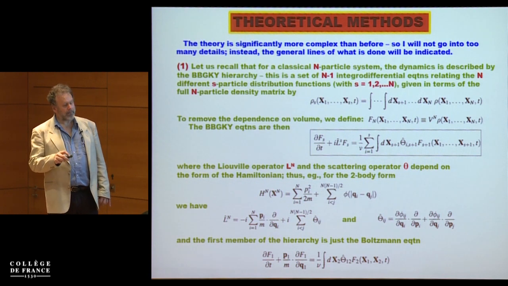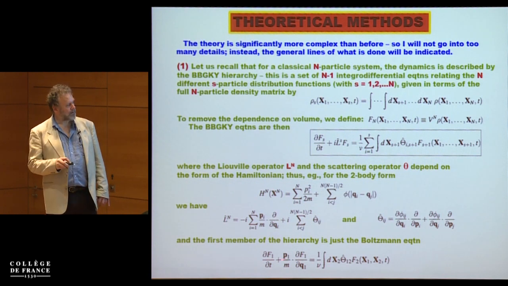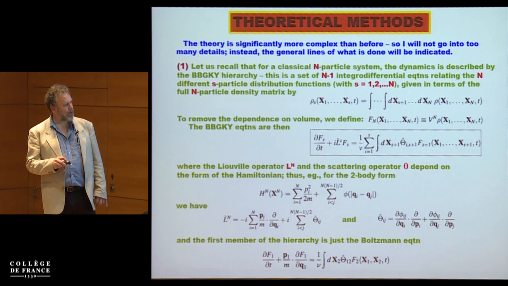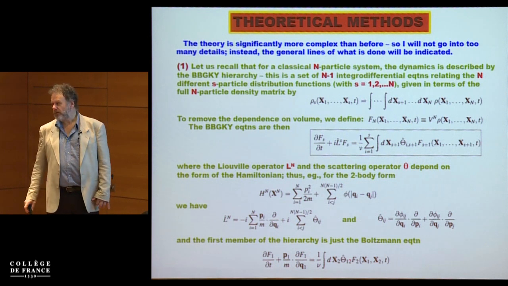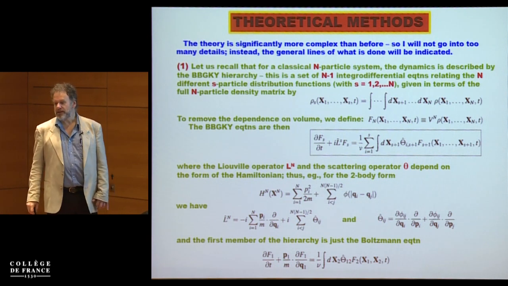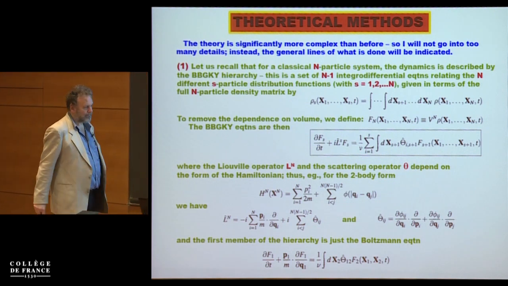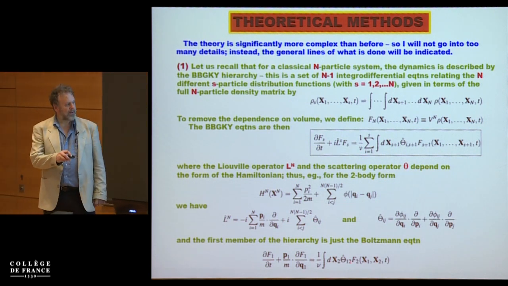And the simplest example of this that one knows is the Boltzmann equation. This connects the one particle distribution and its time and spatial dependence, this is essentially the total time derivative, with an integral over the two particle distribution, which of course contains collisions. And this is the lowest member of this hierarchy.